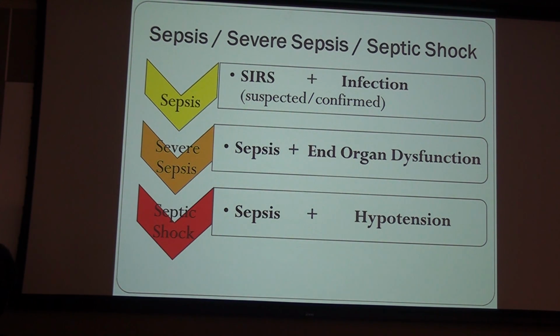Now, how do we get to severe sepsis? That's sepsis plus end organ dysfunction. And then here's a definition of septic shock that is more in line with the adult definition, and that's sepsis with hypotension is the definition of septic shock, but we'll get into a caveat of that. Because you don't need to be hypotensive as a child to be in septic shock.